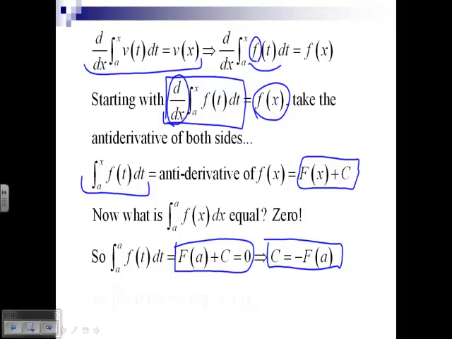So here comes the big finish. Ready? Our conclusion then is that the integral from a to x of f of t dt is equal to big F of x minus big F of a. The integral from a to x of f of t dt is equal to big F of x minus big F of a, where big F is the antiderivative of little f.